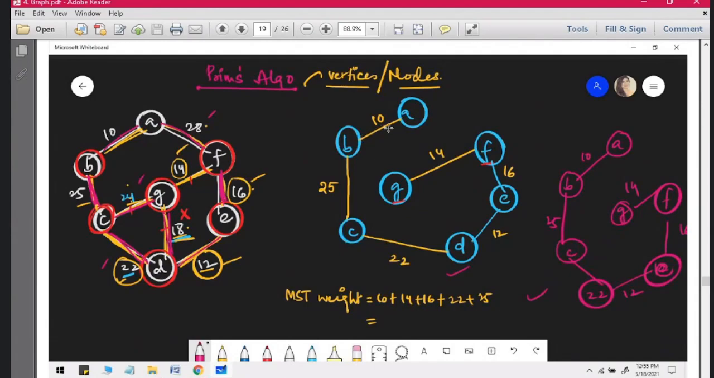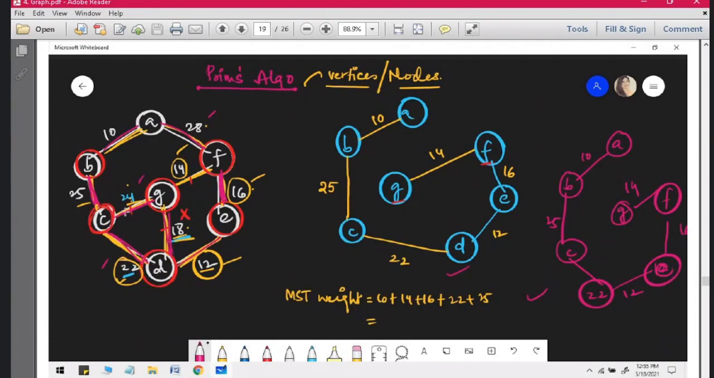I have picked 10. Now B is included in your set, and from B you can see one more edge is coming, that is 25. So now in our set we are having three edges, 10, 28 and 25. 10 is already there, so we will focus on 25 and 28, and find out which is smaller. So we know that 25 is smaller, so I have connected 25, right? After that, C is also included in our set, and from C there are two more edges which are coming, that is 24 and 22.